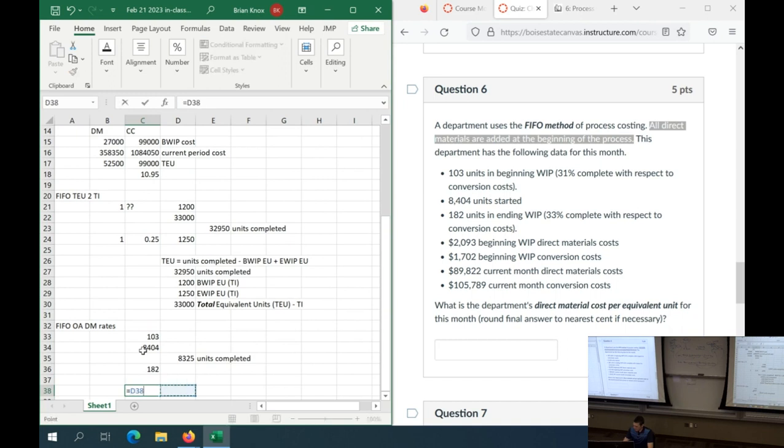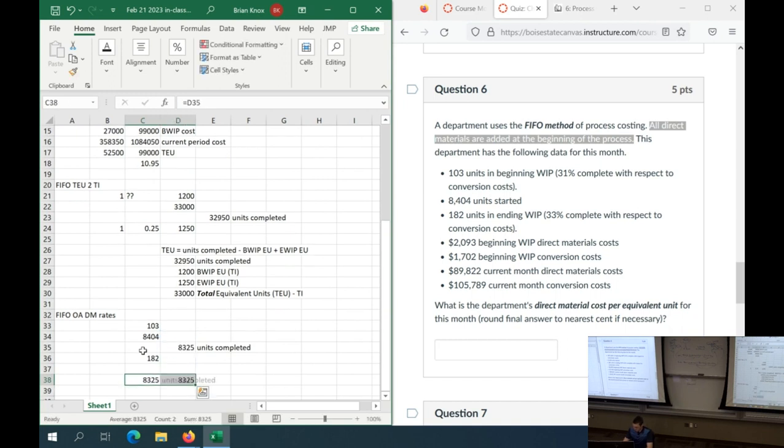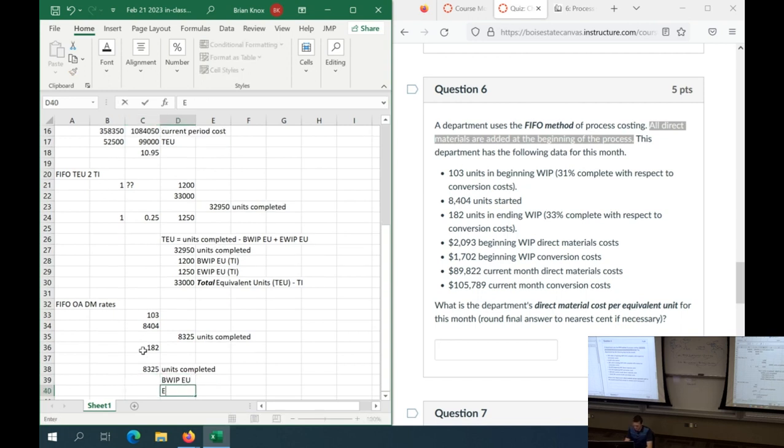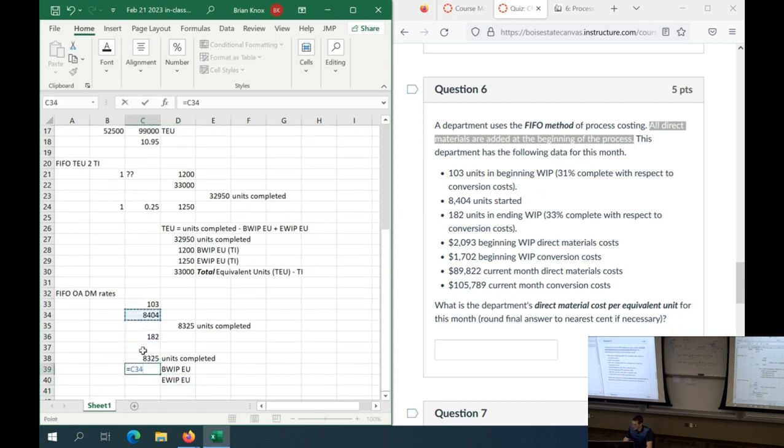And I'm going to need that units completed. I need to subtract away beginning WIP equivalent units, and add in ending WIP equivalent units. They're all 100% complete, so beginning WIP equivalent units is 103, the same as the number of physical units in beginning WIP. Ending WIP equivalent units is 182, the same as the number of physical units in ending WIP. And so I'm just going to take units completed minus beginning WIP plus ending WIP.